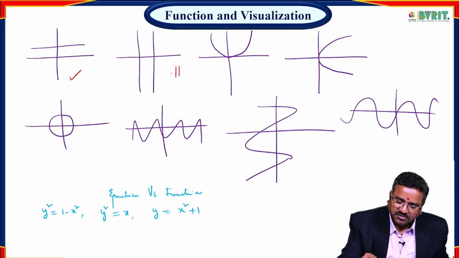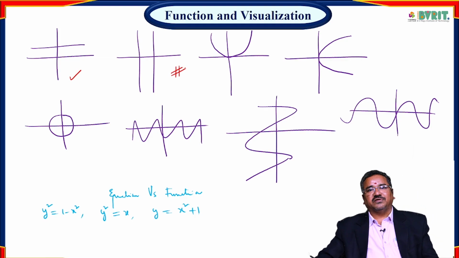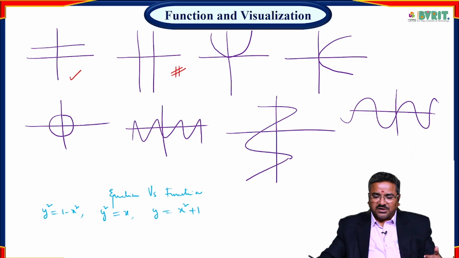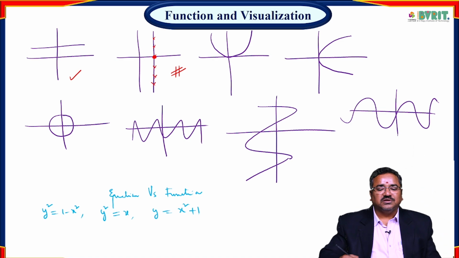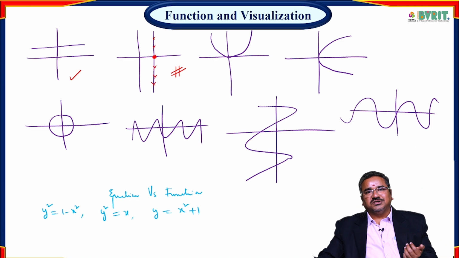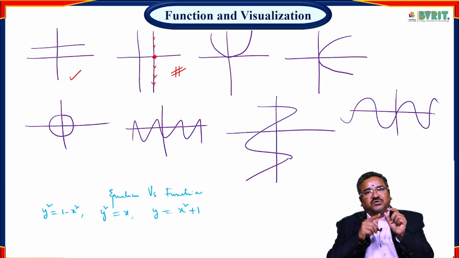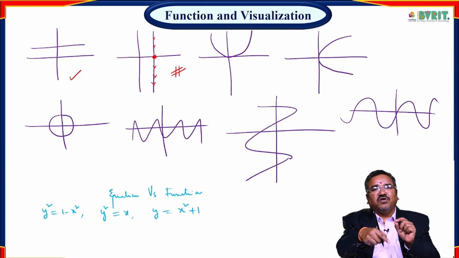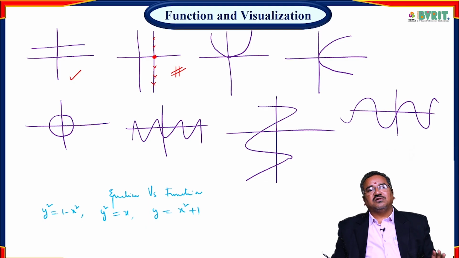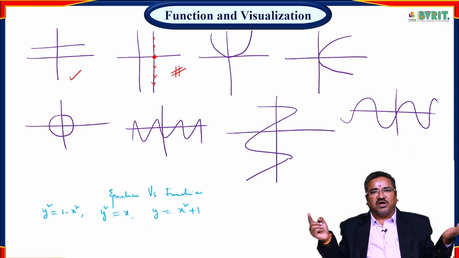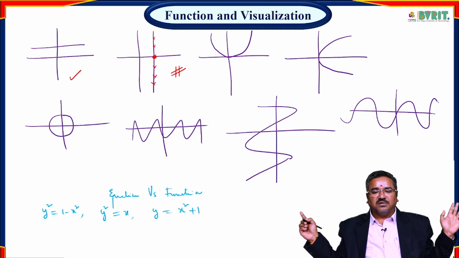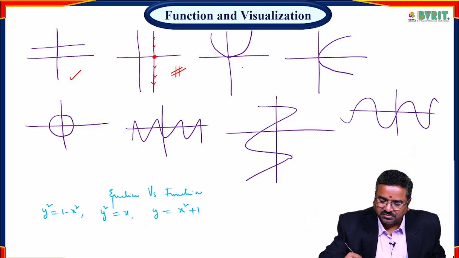Why is it not a function? It is a line parallel to the y-axis. One element is mapping to more than one element. Here this one is mapping to so many elements. So this is a contradiction to the function. What is the function? Every element of A has a unique element of B. This is the failure of uniqueness. Therefore, it is not a function. So how to remember that? Any line parallel to the y-axis is not a function. Very simple.